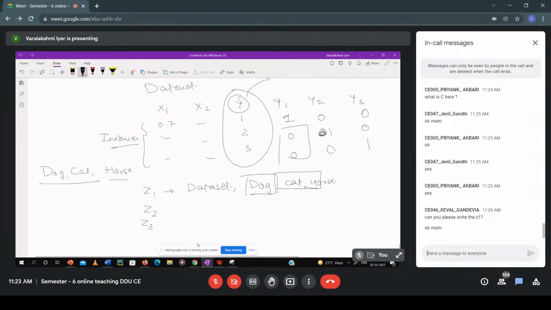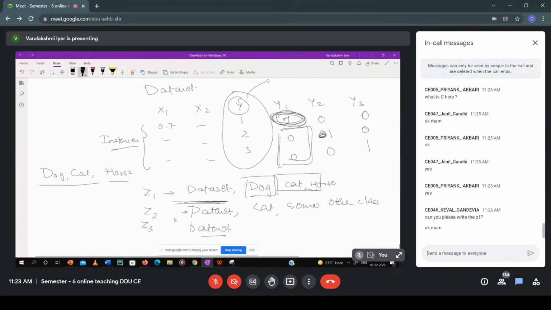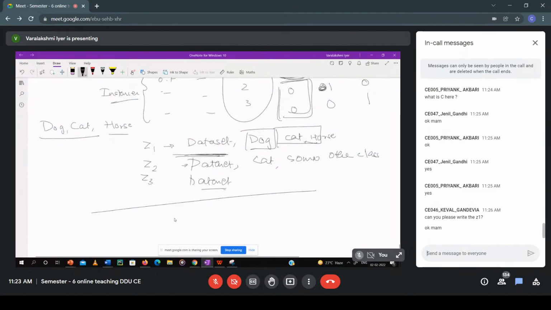So you can say Z1 will be all those data where you are trying to classify into dog, either it is dog or it is some other class. And Z2 will be all those data where it will be either cat or some other class. Similarly for Z3. Are you getting this? This is how your model will take your data set.